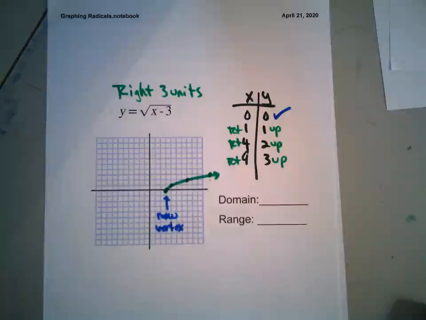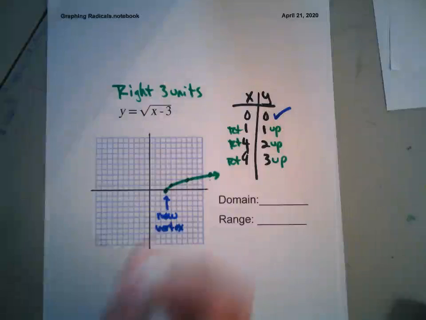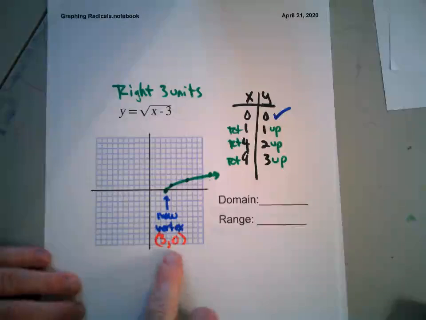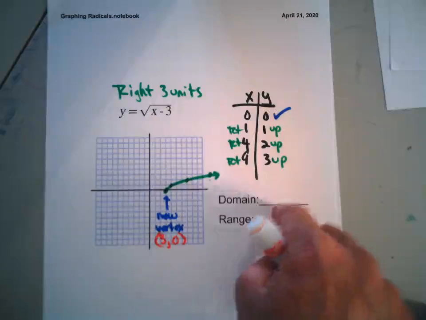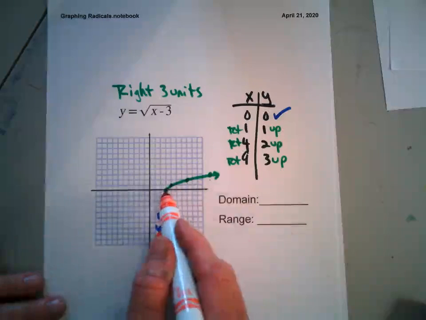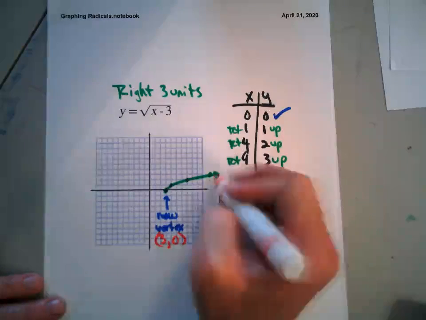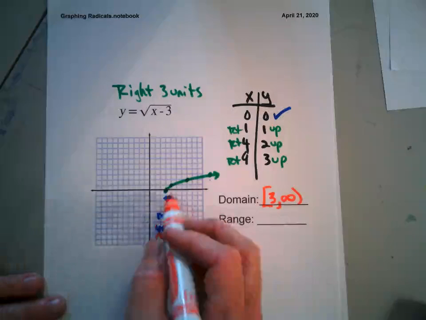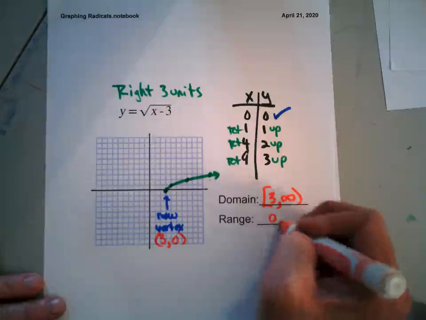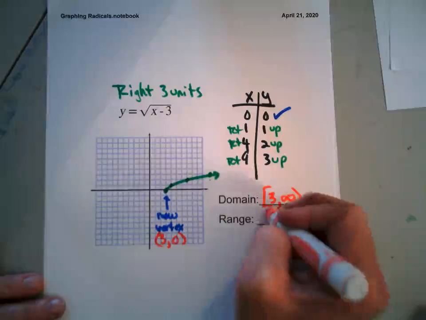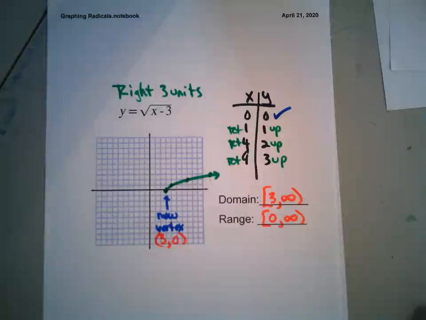Now, we've got to finish this graph off with a domain and a range. This new vertex is at the ordered pair 3, 0. And these are going to be the 2 values that are in the domain and the range. So, domain is left to right. How far left? This is 3. And it goes on to infinity. Bracket on the number. The lowest y value here is 0. It goes up to infinity. Parentheses and a bracket. And that finishes off our first square root graph.